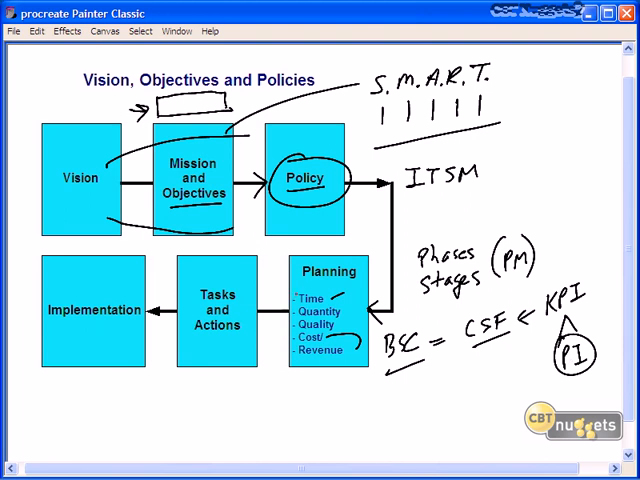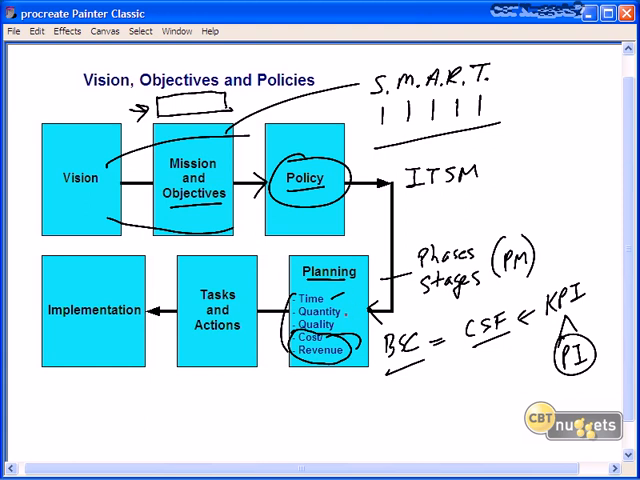So these are the four elements of planning. These two go together, cost versus revenue. Sorry about the bullet point there, but you've got planning, where time. Time is the easiest thing to determine, okay? The start date and end date, divided into phases or stages. Quantity, the objectives in measurable terms to monitor progress.